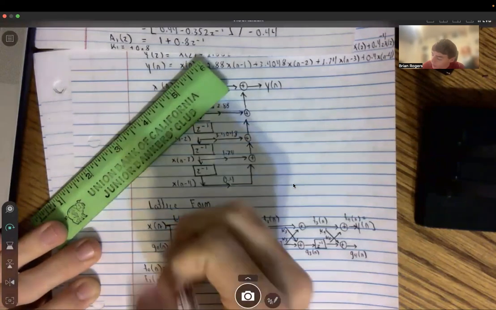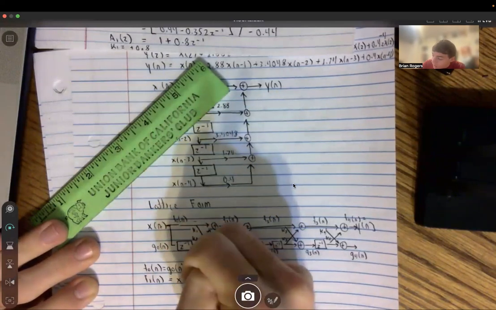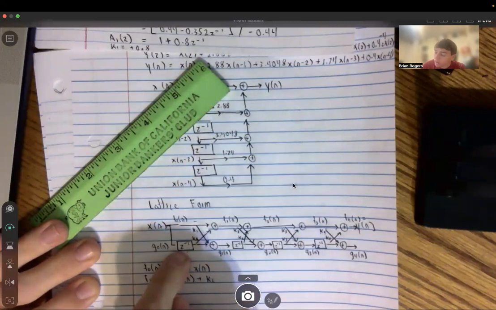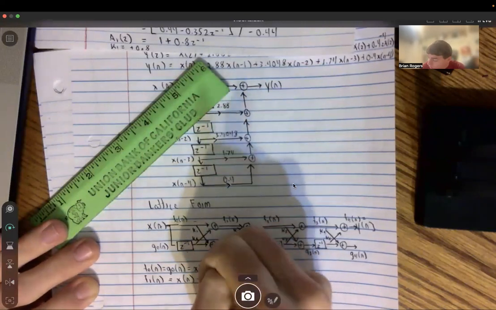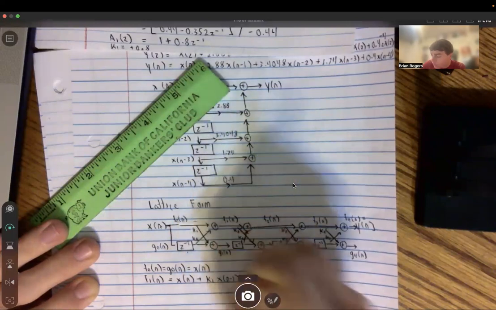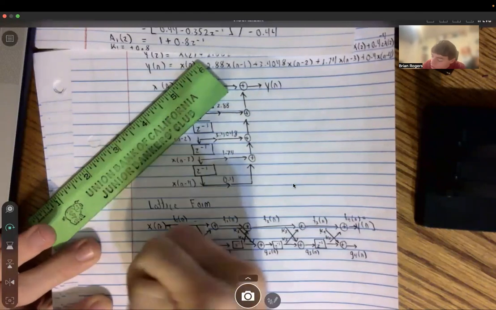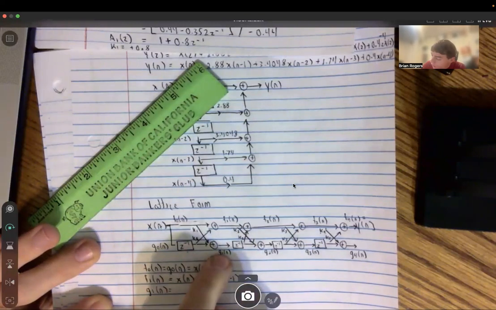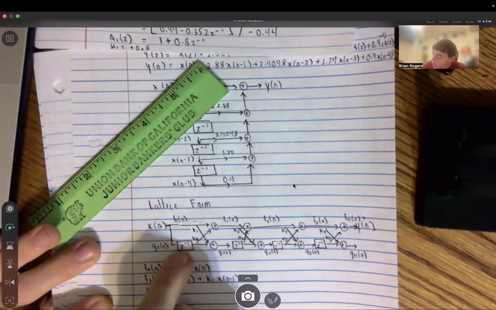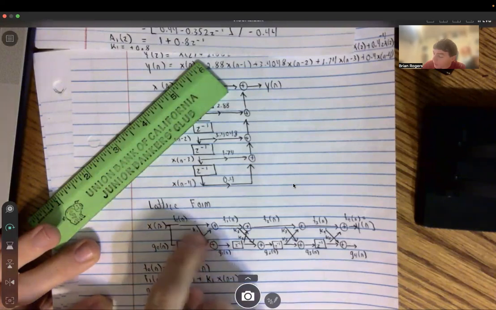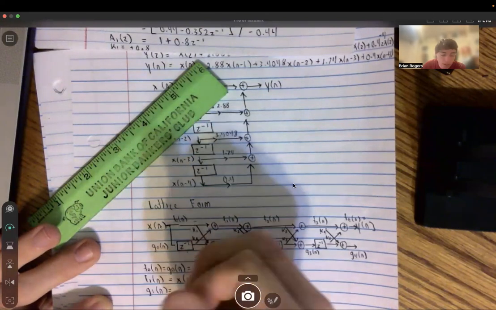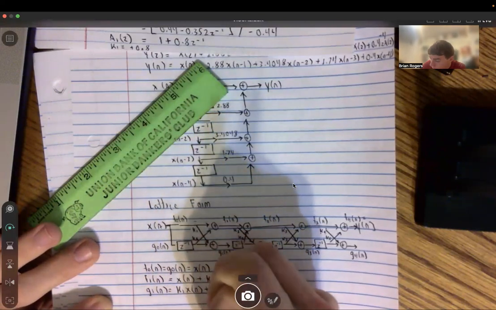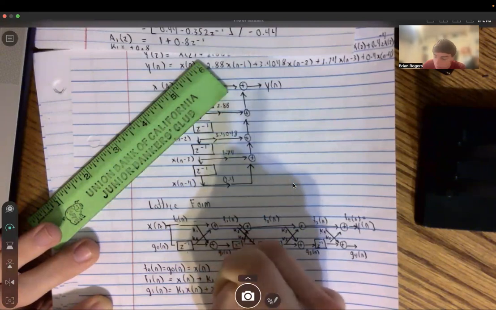Notice that your f1 of n, if you just do the calculation from here, f1 of n is equal to x of n, and then it's going to be plus k1, and then, isn't this just x of n minus 1? So that's how your f1 of n is going to equal x of n plus k1 x of n minus 1. And your g1 of n is going to be k1 x of n plus x of n minus 1. So that would be how you determine your g1 of n.